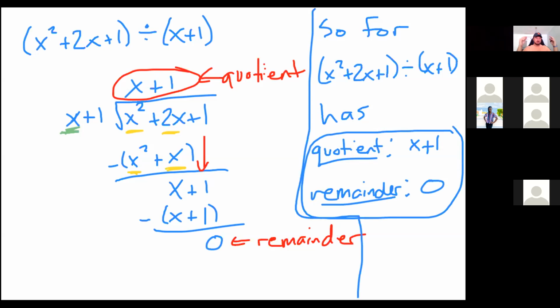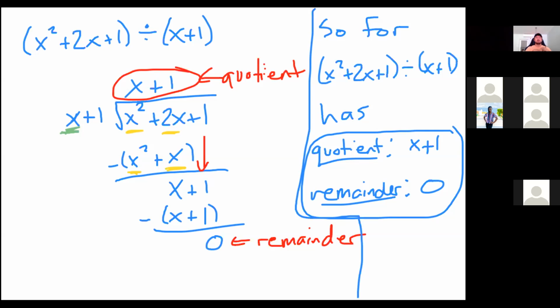The polynomial long division just follows your number division, the same process. We're just exchanging numbers with polynomials. And like I said, instead of caring about the placement of the digits, we just care about the terms of the polynomial. So your ones, your x squareds, x cubeds, and so on.